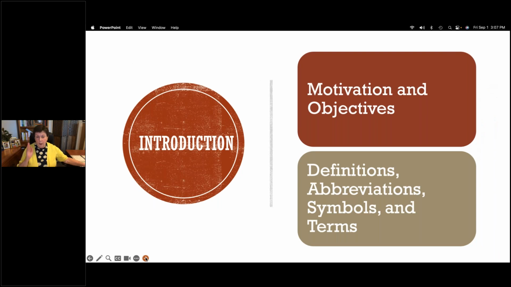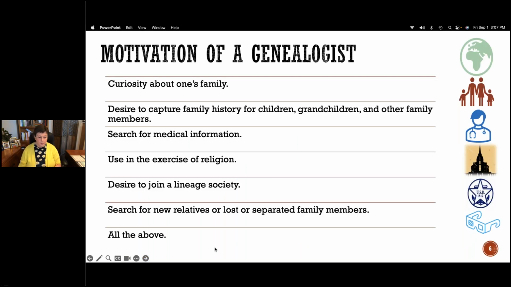So as I mentioned, I'm going to cover two topics. This is really going to be very basic today, everybody. Motivation and objectives, and then definitions, abbreviations, symbols, and terms, basically the language of genealogy.